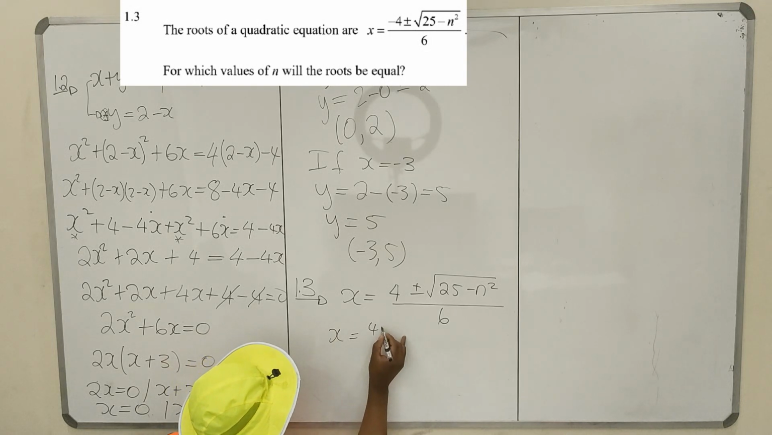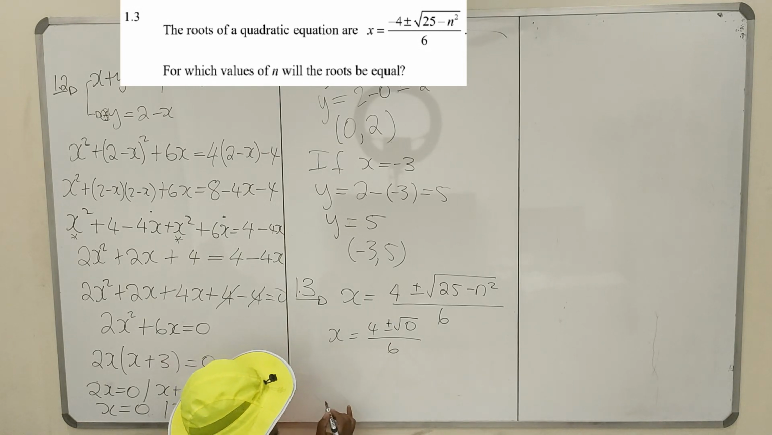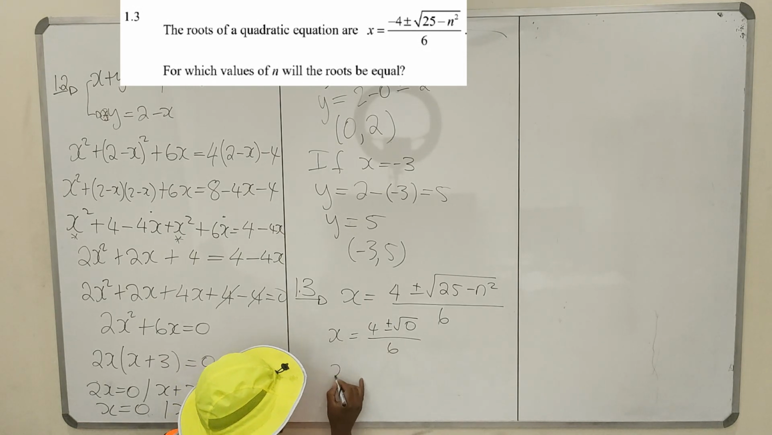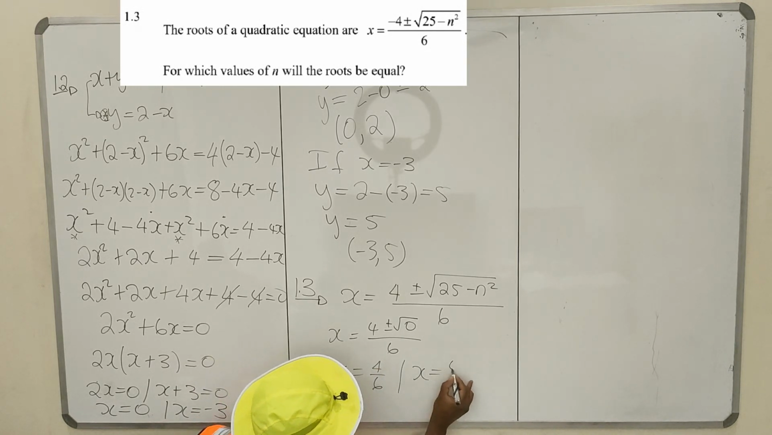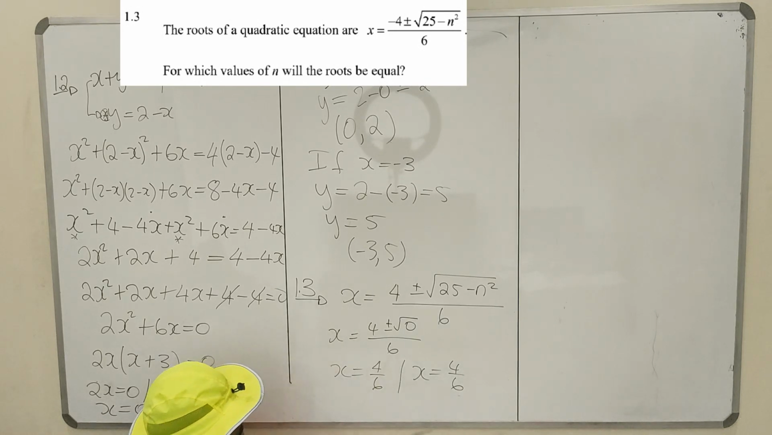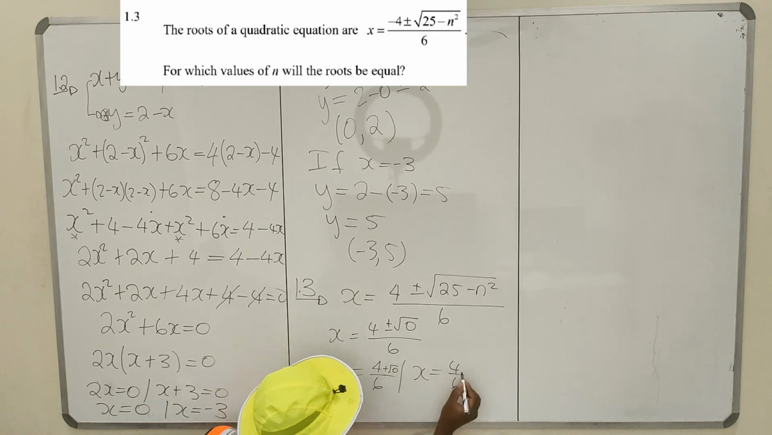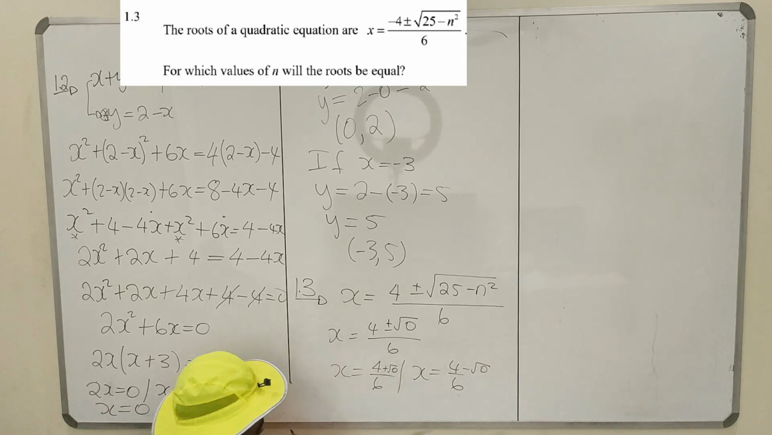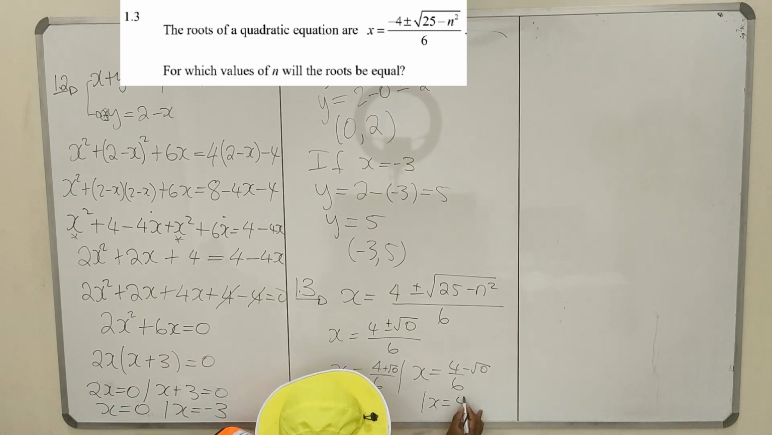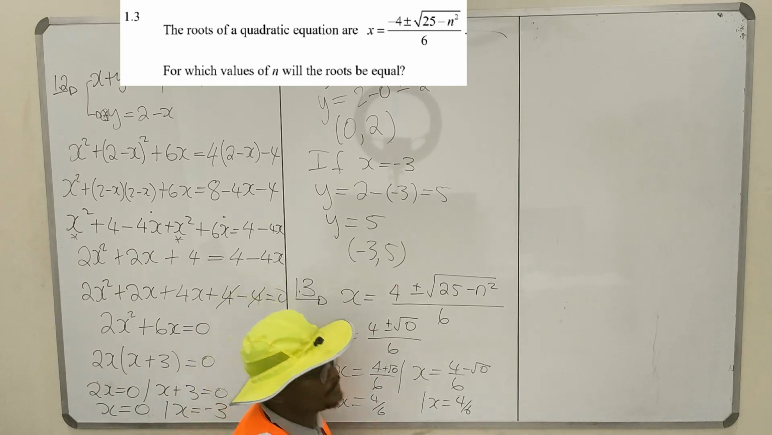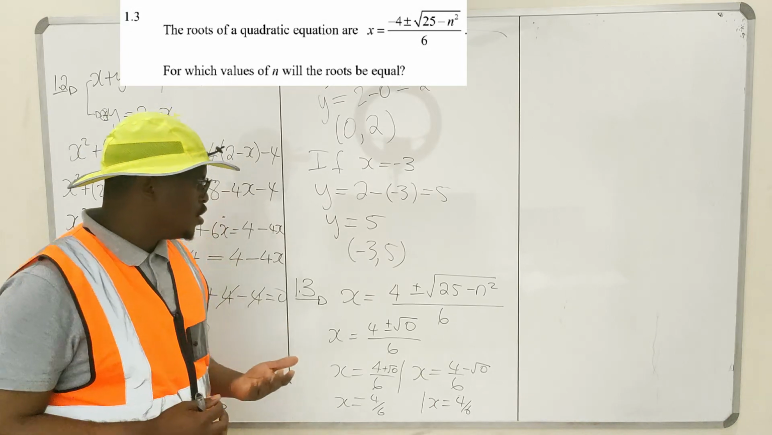X is equal to 4 plus or minus the square root of 0 all over 6, right? And both your roots will be equal to x is equal to 4 over 6, or x is equal to 4 over 6, because it will be 4 over 6 plus square root of 0, 4 over 6 minus square root of 0. So your x is equal to 4 over 6, or your x is equal to 4 over 6. That's how you obtain your roots being equal.